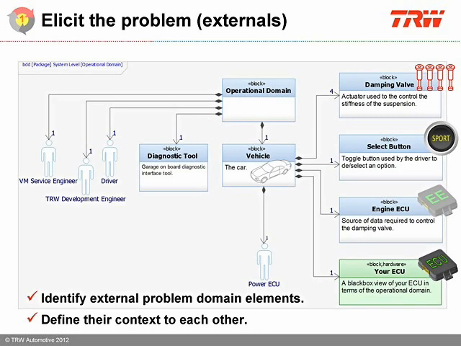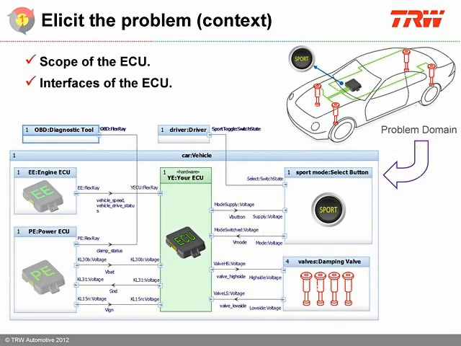For example, the vehicle, the driver, sensors and actuators, battery, other ECUs, onboard diagnostic equipment. In SysML, these problem domain elements are modelled with blocks using a block definition diagram, the green block in the diagram being our ECU. Some elements are people or systems that expect something of our ECU. These are modelled using actors, the little stickmen in the diagram, which we shall come back to in a bit. The problem domain elements are used to define the context of the ECU.